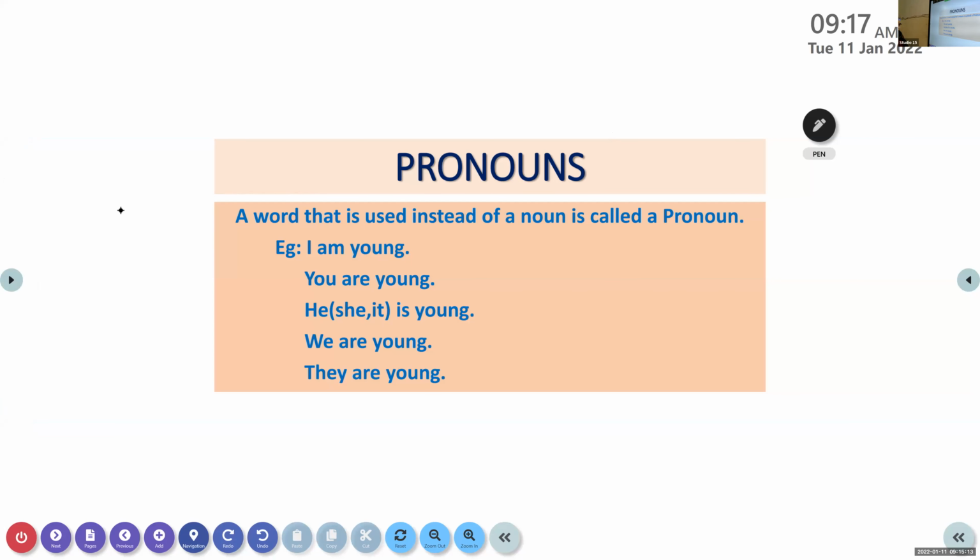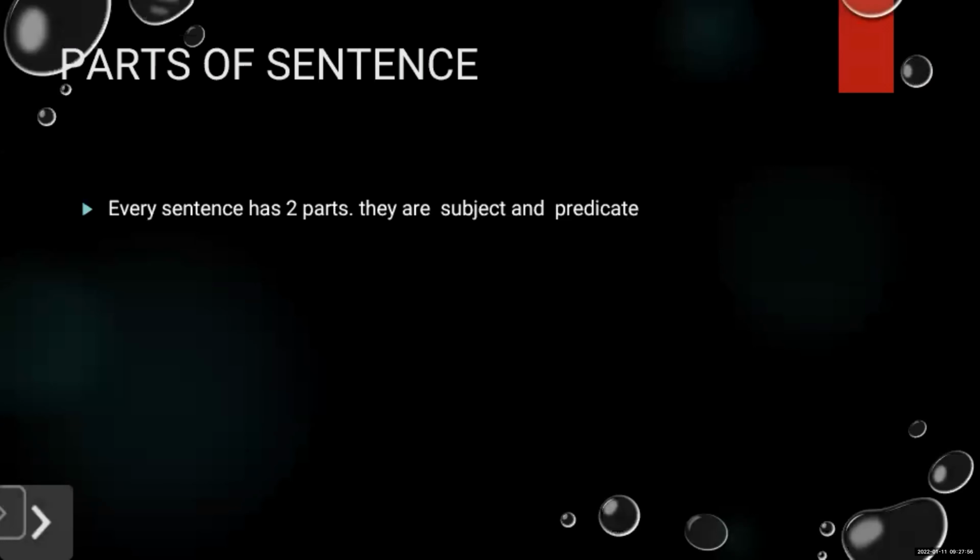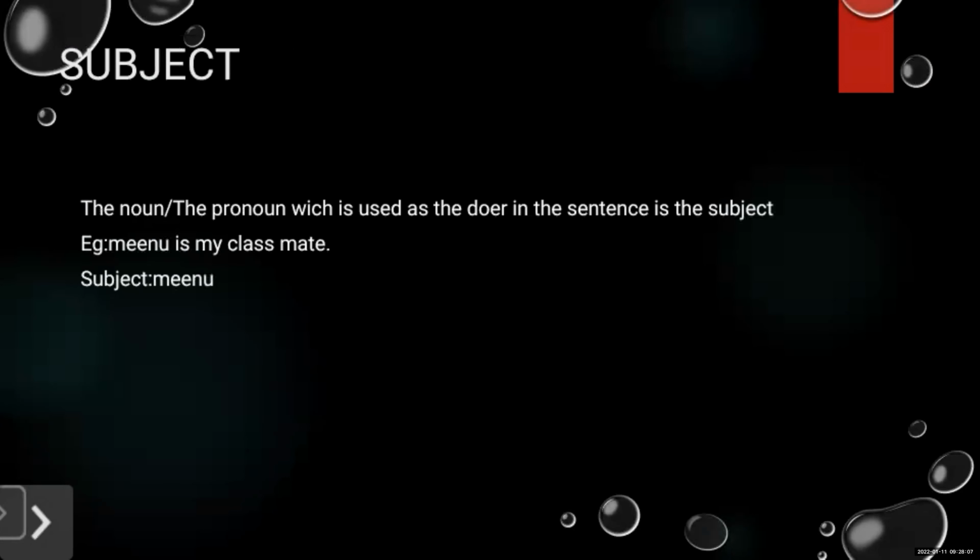Good morning, all. Today I am going to take a seminar on the topic parts of a sentence. Every sentence has two parts. They are subject and predicate. What is a subject? A noun or a pronoun which is used as a doer in the sentence is the subject. For example, Meenu. Here Meenu is the subject.